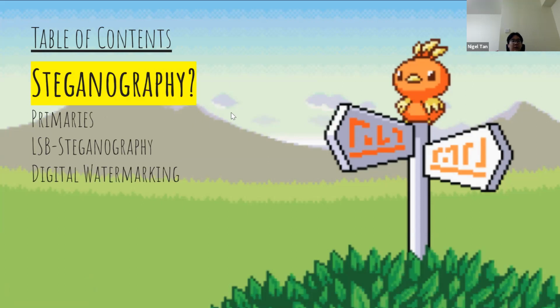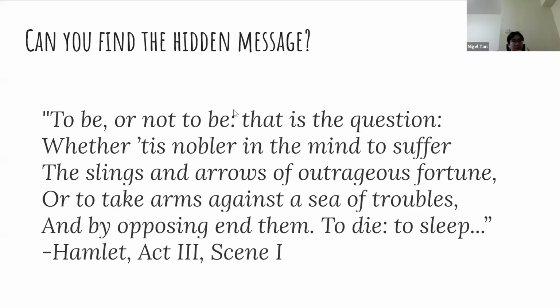So chapter 1, what is steganography? To answer this question, I think it might be most instructive to ask another question, sort of like a small exercise.